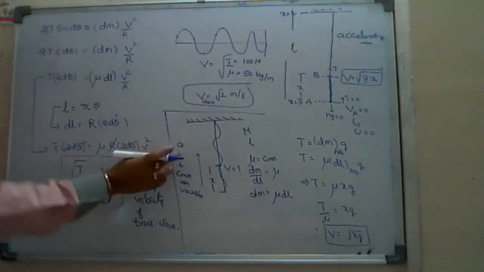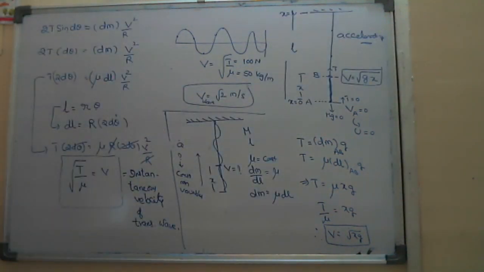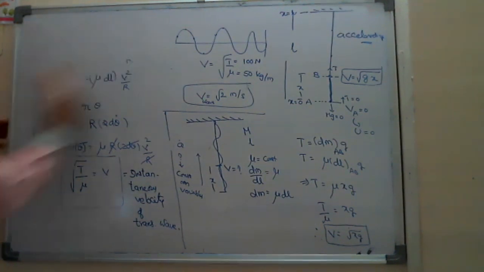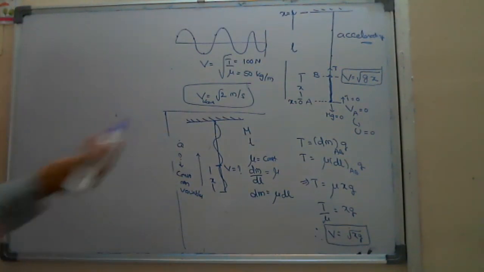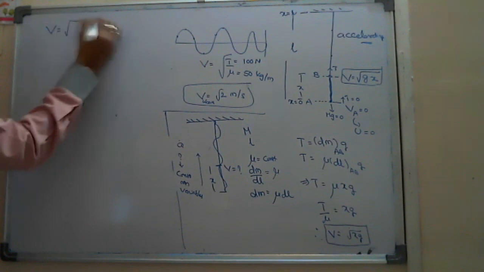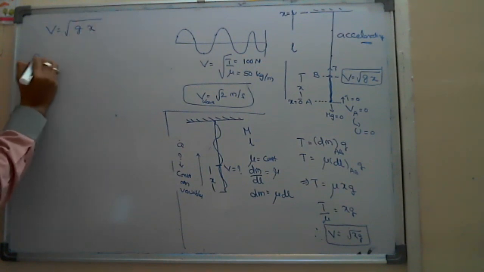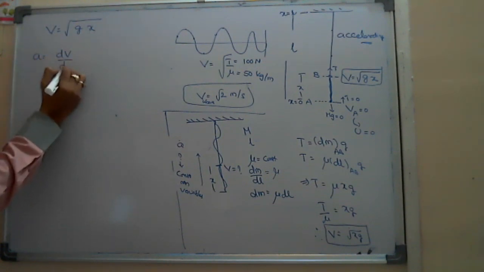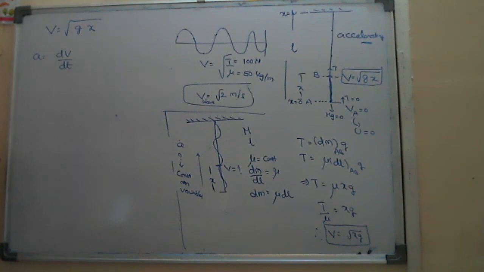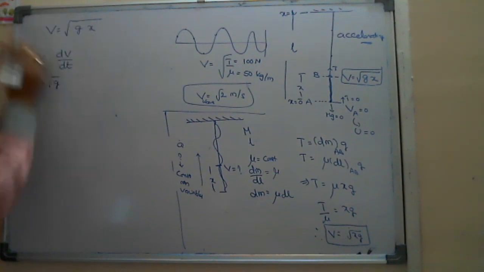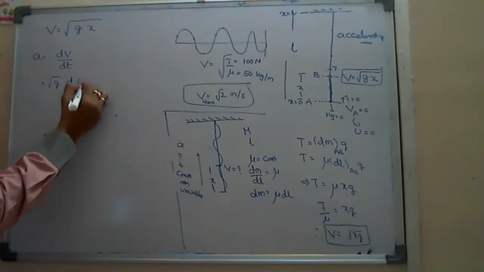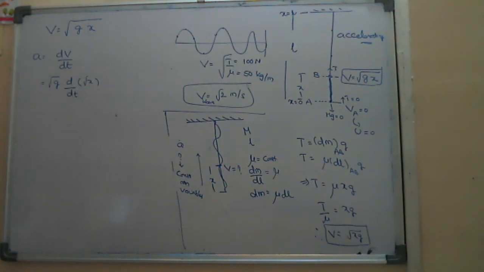While accelerating, second question: how much is that acceleration? Acceleration means, since v equals root of gx at an instant, acceleration is dv by dt. With respect to time, we differentiate. If you differentiate this, root g is taken out since it is a constant, so d by dt of root x we have to write: 1 by 2 root x.